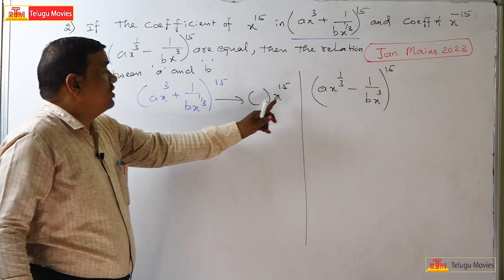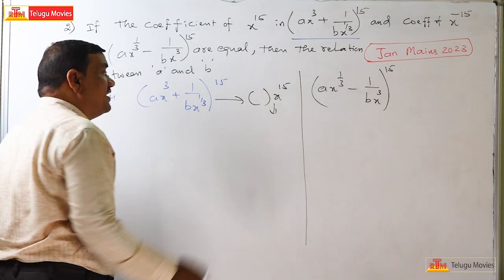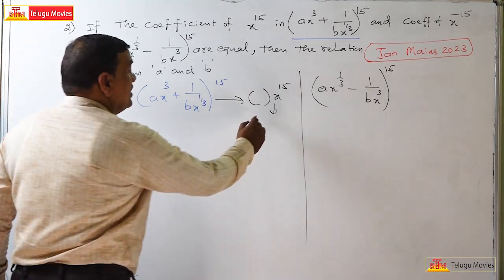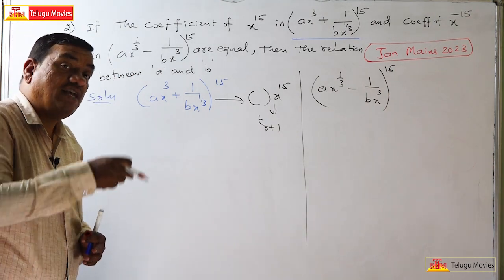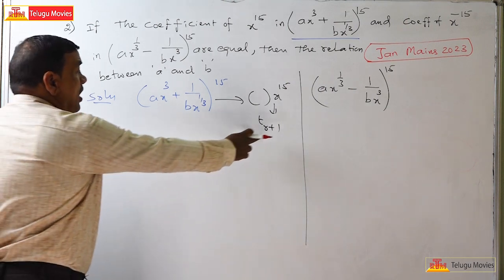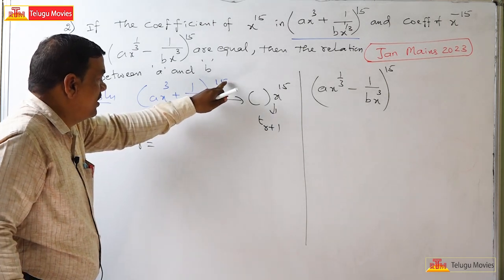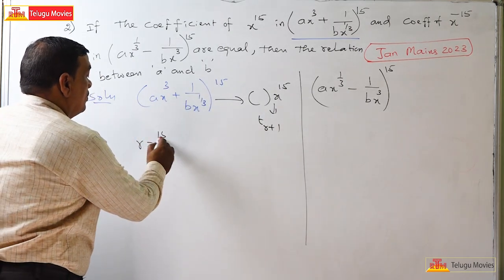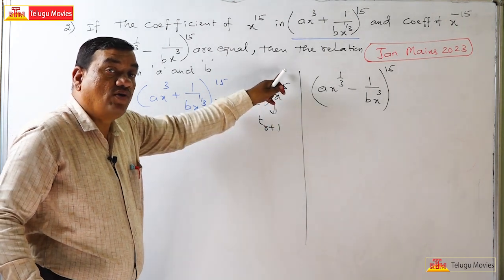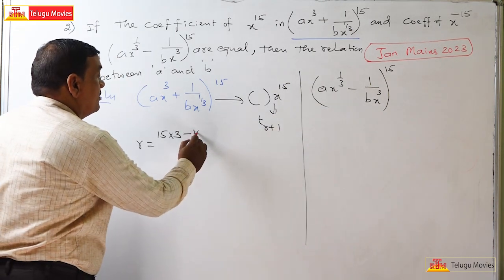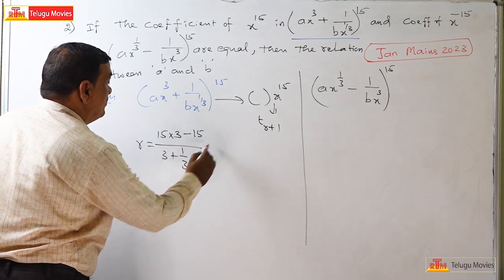So now we have to find out the coefficient of x to the power of 15. We don't know in which term we will get x to the power of 15. Let this term be T(r+1). This term contains x to the power of 15. Then r is given by a direct formula, already explained in so many classes. r is given by (15 × 3 − 15) divided by (3 + 1/3).